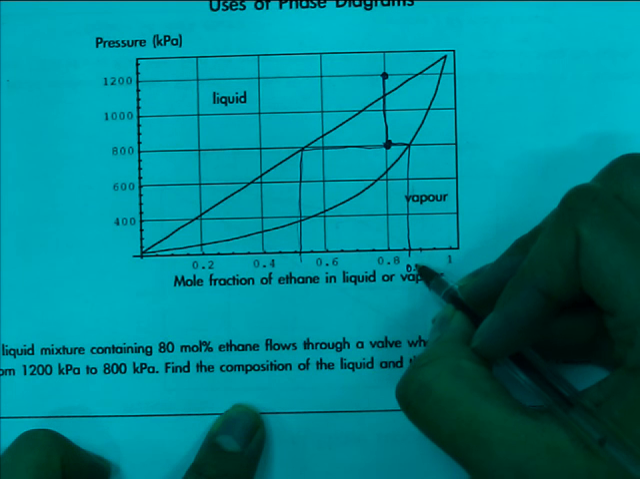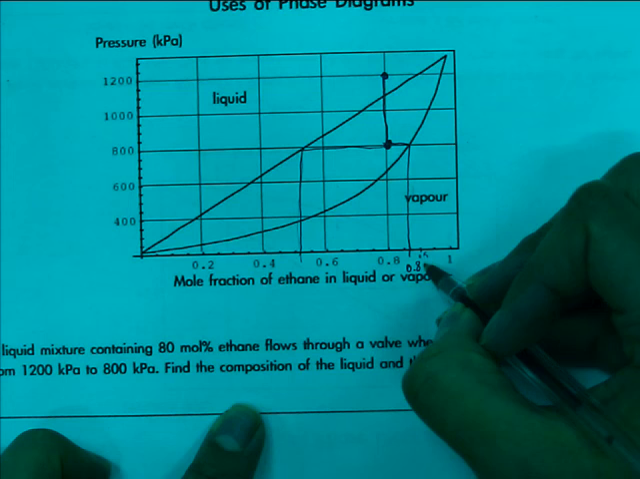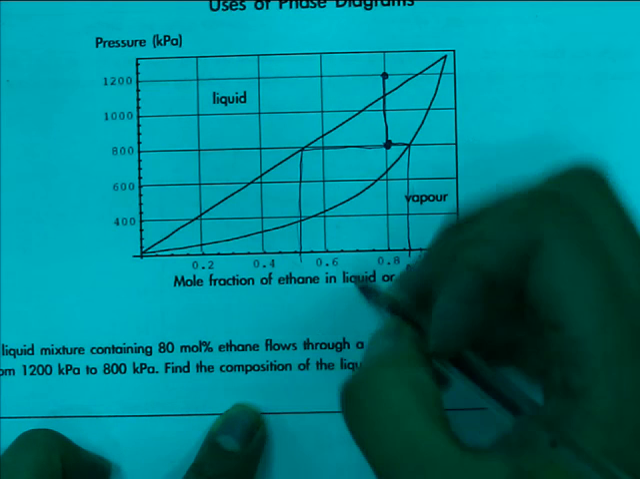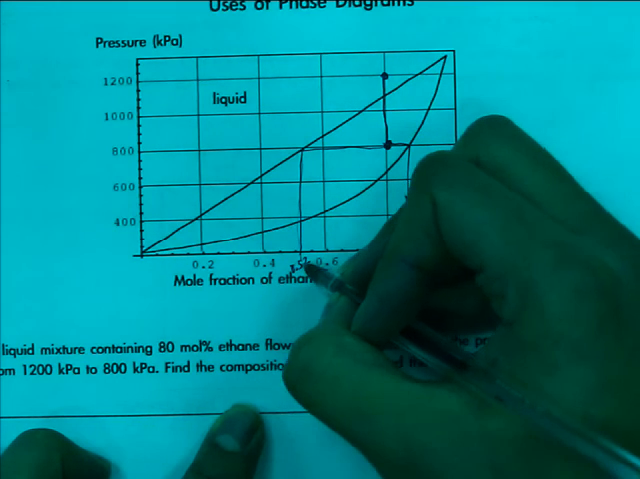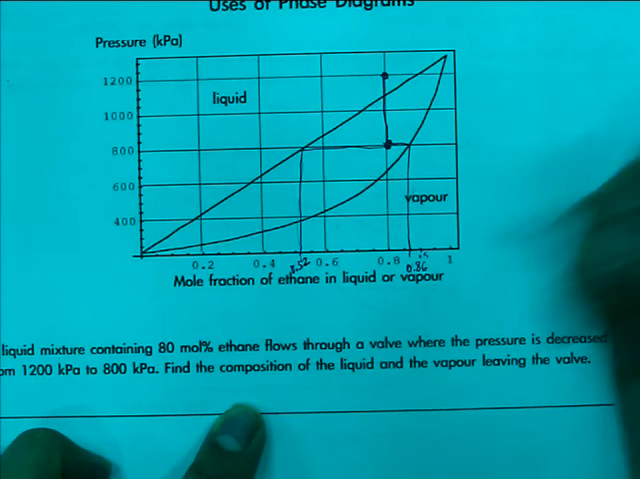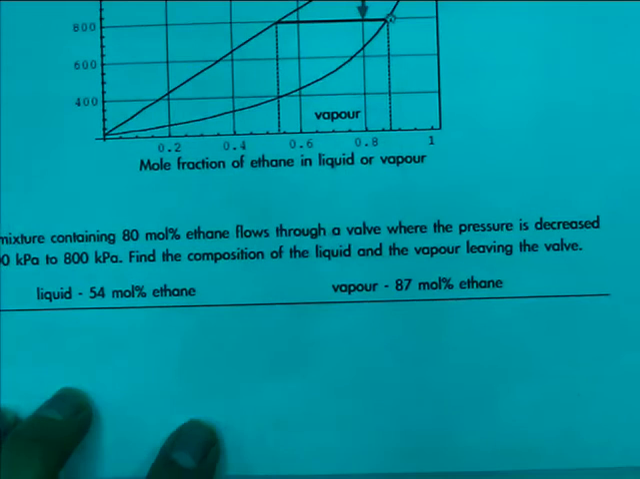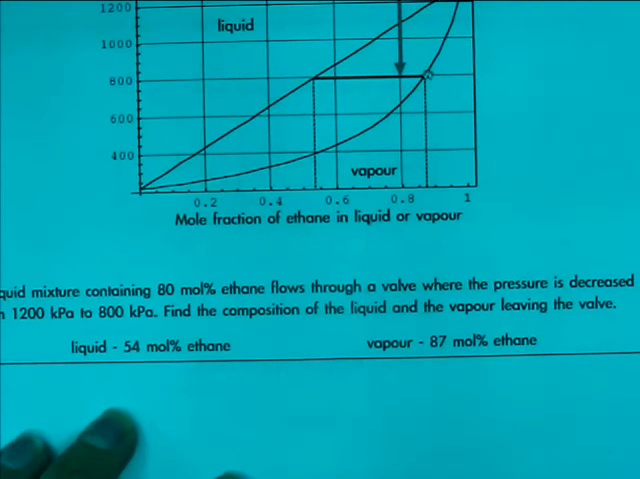So in the vapor, we will end up with, no, I think 0.9 is here, so it will be 86. And then here, 0.52, no? 0.52. So here is 54.